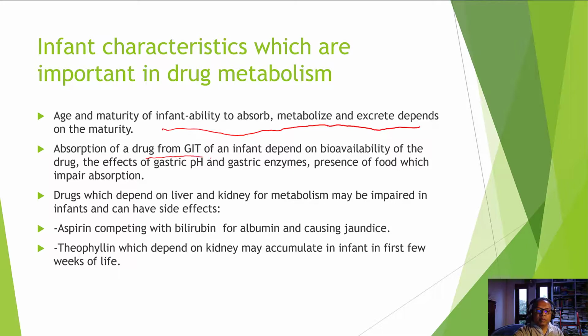And whether it is given by the gut or IV again changes its effects on the baby. Drugs which are dependent on the kidney and the liver for metabolism can cause major side effects because the infant's liver is immature. Like aspirin. If you are giving aspirin to the infant, that can cause hyperbilirubinemia because aspirin will compete with bilirubin for binding to albumin, and that will release bilirubin into the circulation at a higher level and cause jaundice.